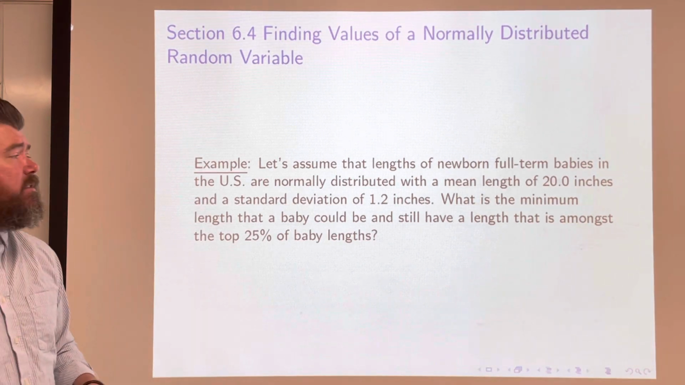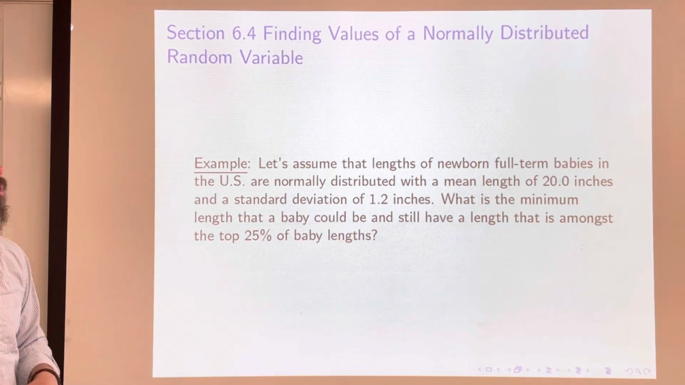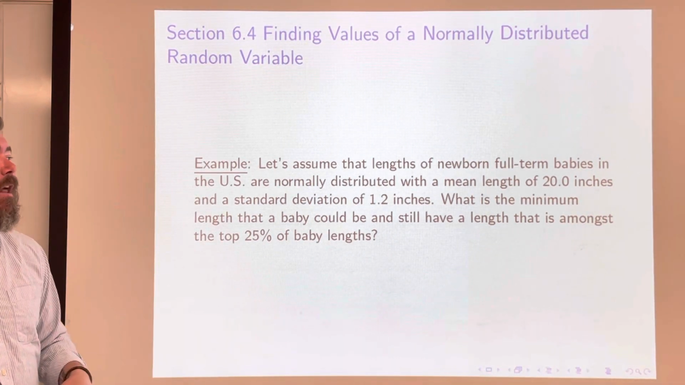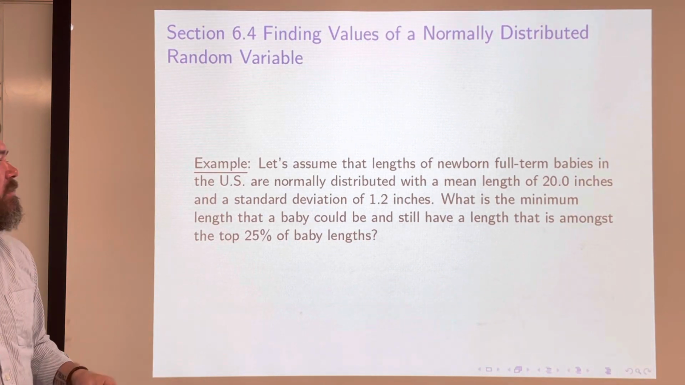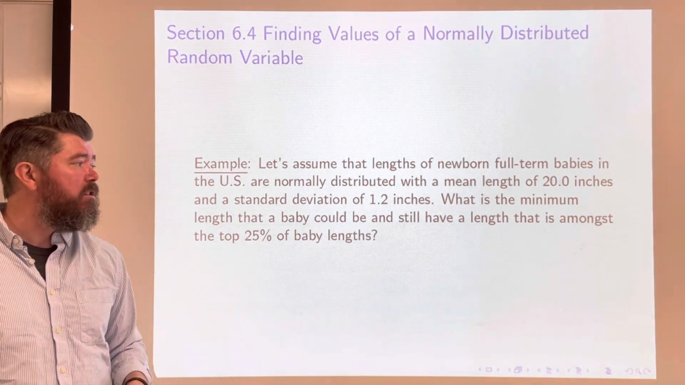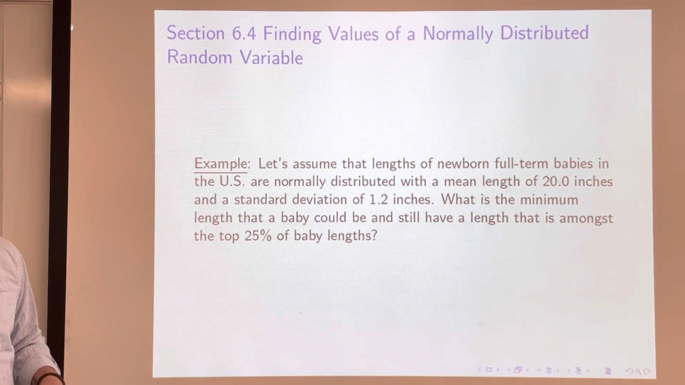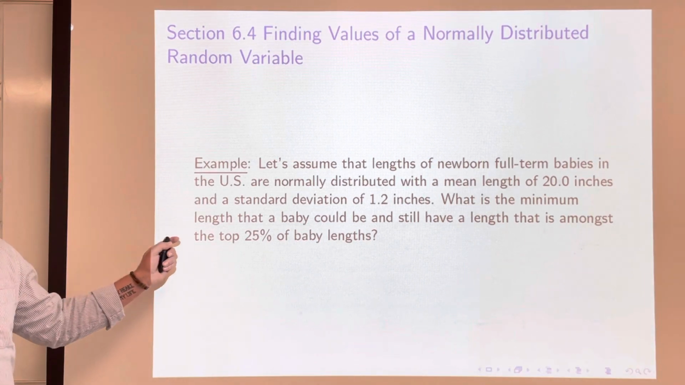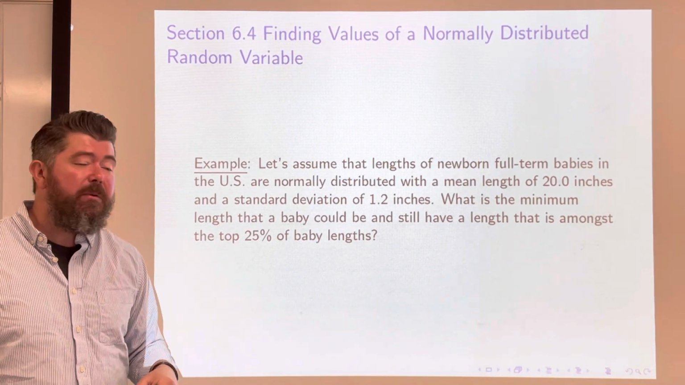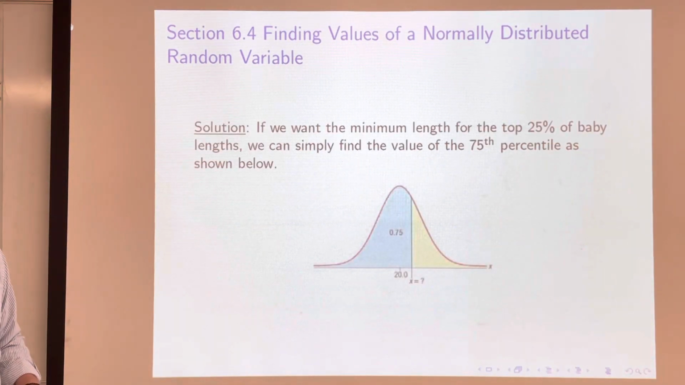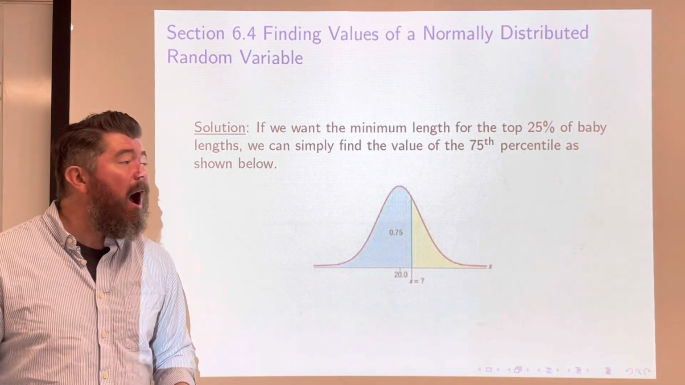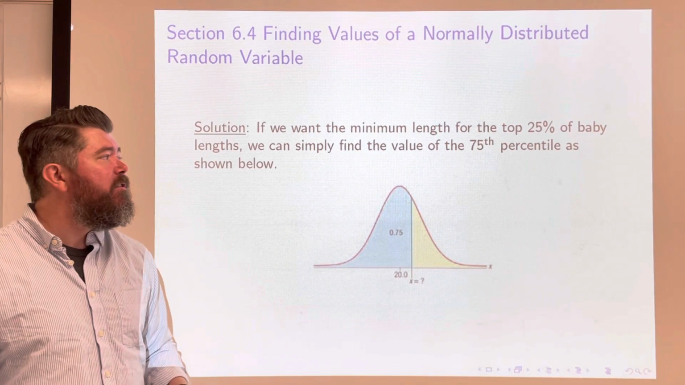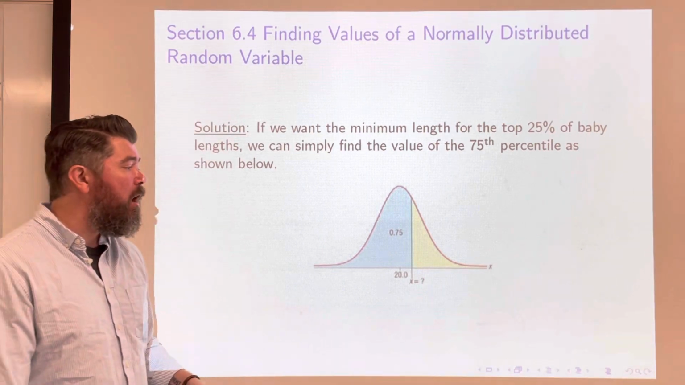Now, looking at another example, let's assume that lengths of newborn full-term babies in the US are normally distributed with a mean length of 20.0 inches and a standard deviation of 1.2 inches. What is the minimum length that a baby could be and still have a length that is amongst the top 25% of baby lengths? If we want the minimum length for the top 25% of baby lengths, we can simply find the value of the 75th percentile, as shown below.